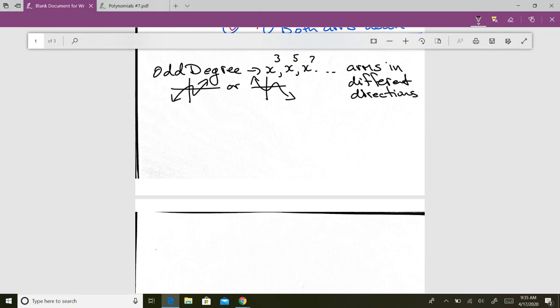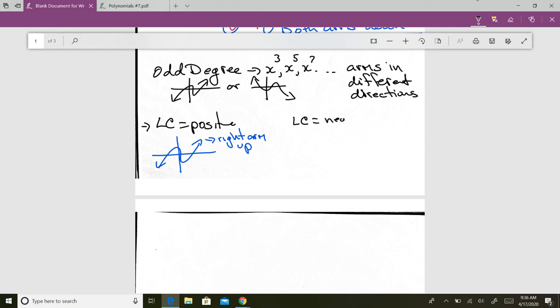But the arms go in different directions. Now, if it's odd, and your leading coefficient is positive, then the right arm is always up. It looks like this. Right arm is up. If the leading coefficient is negative, and it's an odd degree, the right arm is down.